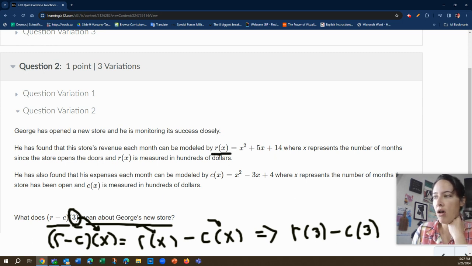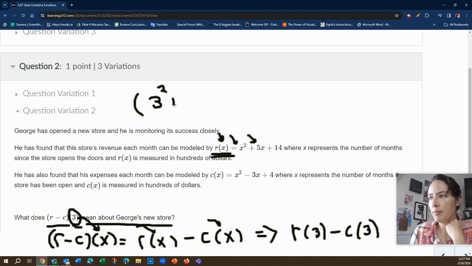Well, this is R. So if we plug in a 3 here, we've got to plug in a 3 there and a 3 there. We have to substitute in, replacing every x with the number 3. So we have x squared, that becomes 3 squared. Plus 5 times x, well, that becomes 5 times 3. Plus 14, no x, so it just stays. That's our R of 3.